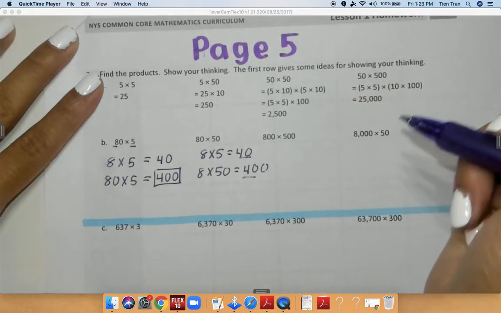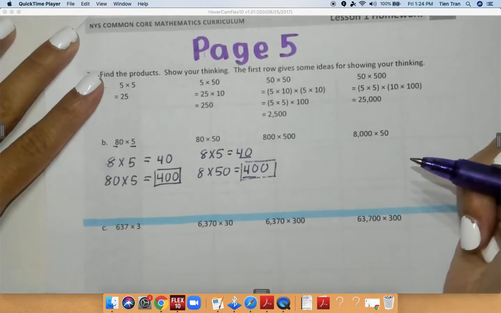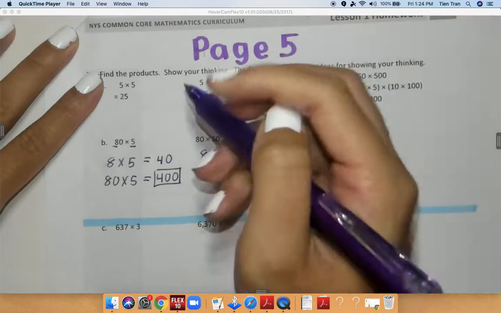And then we add the 0 at the end. So this is my final answer. Oh, it doesn't fit very well. Maybe I should draw a line.